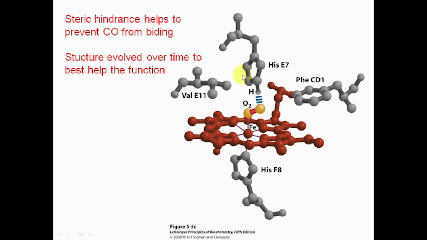And so this histidine residue right here is just in the way. Carbon monoxide really has a hard time being linear right here. It can't really fit that well. And so steric hindrance prevents carbon monoxide from binding. And so we see how important structure is to function.